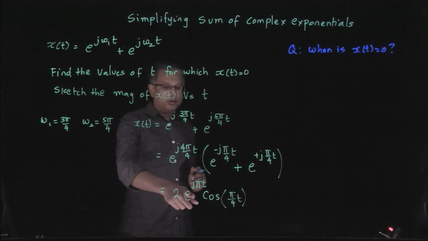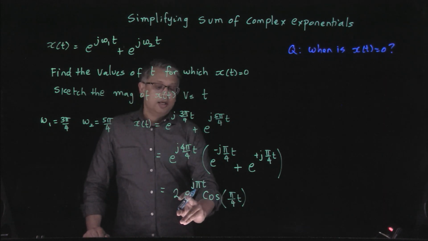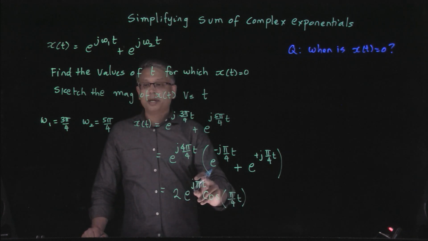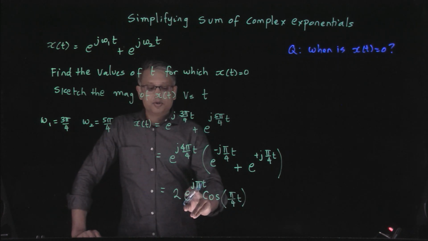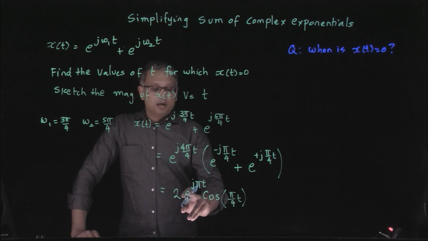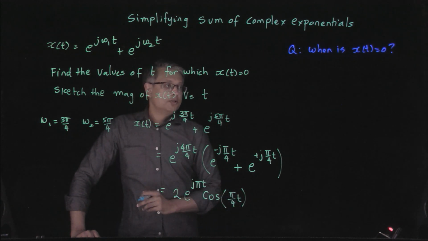And to solve that, you can set this to be equal to 0, and you notice that the first term never becomes 0, right? This is a complex exponential of the form e to the j pi times t. This can never go to 0 because the magnitude of this is equal to 1. And so the only way this function can go to 0 is if the cosine goes to 0.